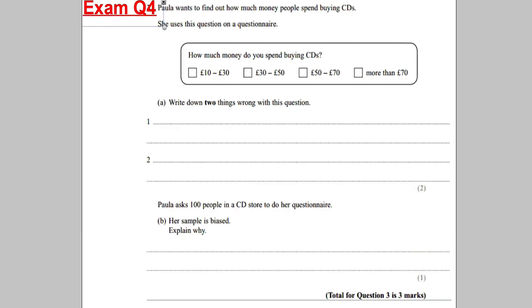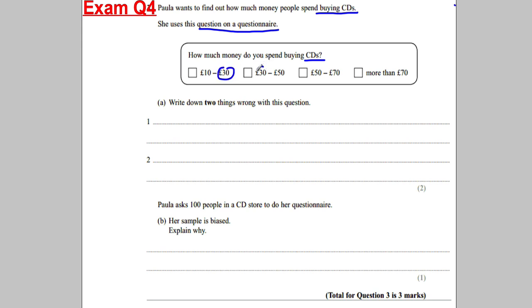Next question. Question 4. Hopefully you could do this. Paula wants to find out how much people spend buying CDs. She uses this question in her questionnaire. How much do you spend buying CDs? Notice there's no time frame. 10 to 30, 30 to 50, 50 to 70.